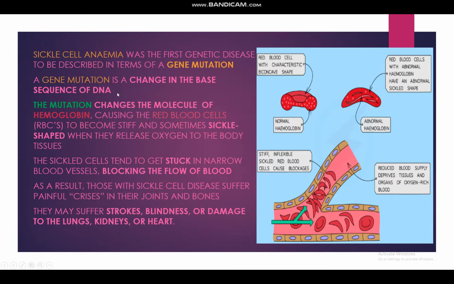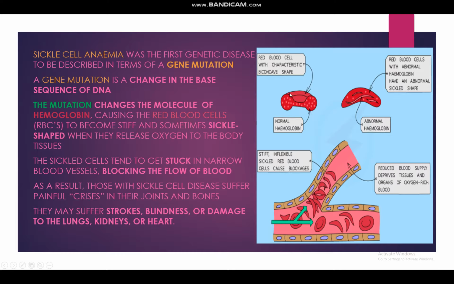A gene mutation is a change in the base sequence of DNA. We'll look in detail later at how this change in base sequence affects the DNA molecule. But now we are going to consider that if there is a mutation in the hemoglobin molecule, then this causes the red blood cells to become stiff and sometimes sickle-shaped when they release oxygen to the body tissues.